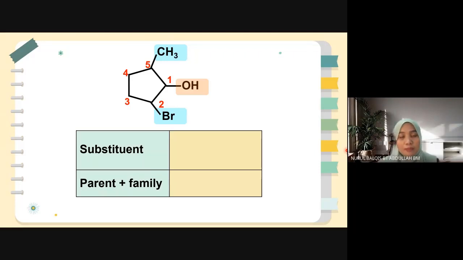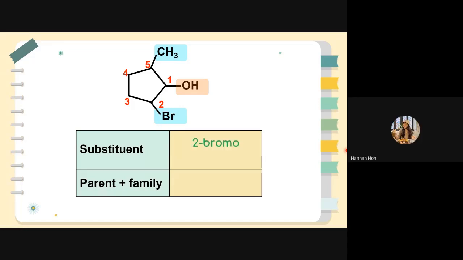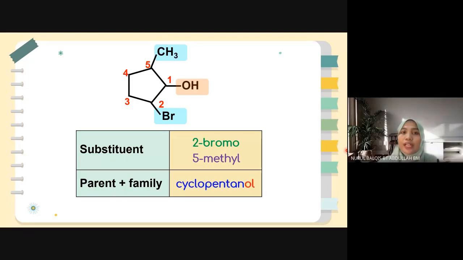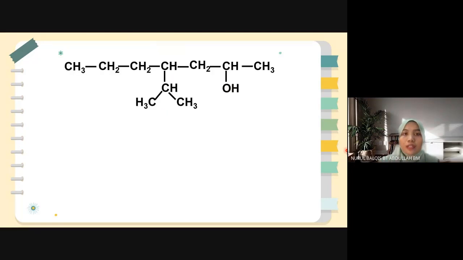Jadi what is the name of this compound? 2-bromo-5-methylcyclopentanol. Yes. Do we have to put 1-cyclopentanol? Tak perlu, sebab dia automatic nombor 1. Okay, right. Thank you.